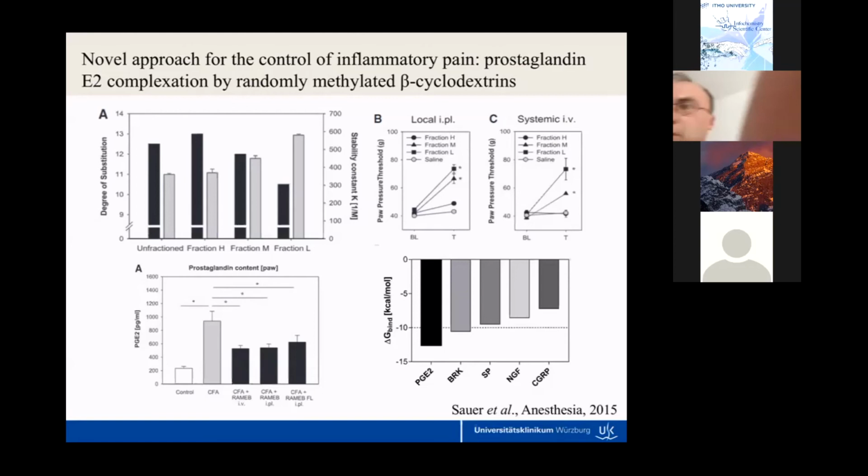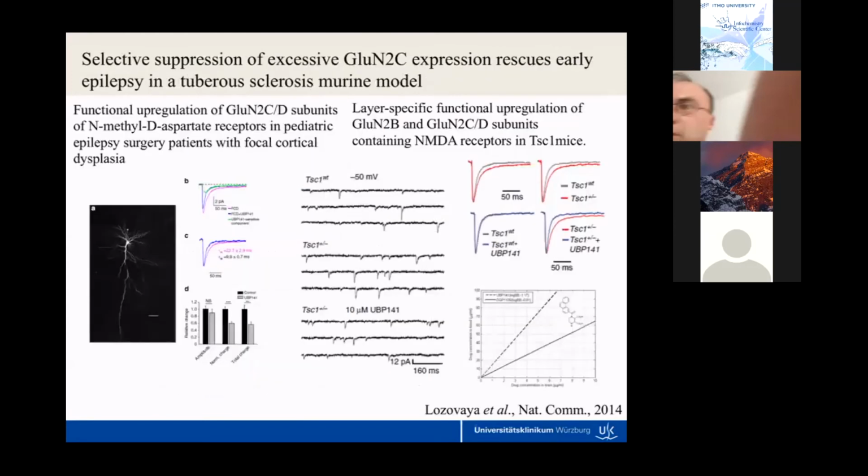Actually, the results are quite nice. We found that prostaglandins are able to interact with the beta-cyclodextrins, especially with the randomized methylated beta-cyclodextrins. And the effect is that in in vivo experiments, they decrease the pain in animals.